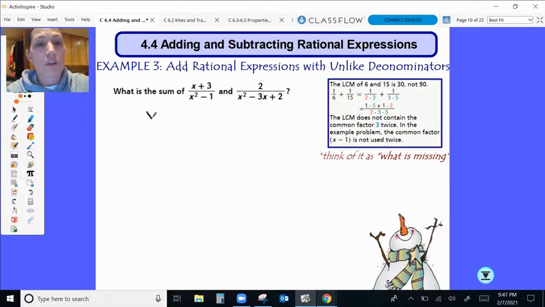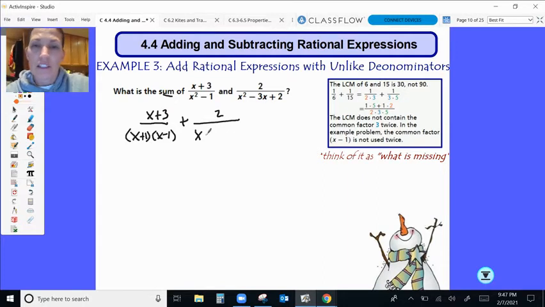So we have this x plus 3 over, I'm going to factor this guy to x plus 1 times x minus 1, okay? And we're going to find the sum, so we're going to add, and then 2 over, I'm going to factor this guy. It's going to be x minus 2 and x minus 1, okay? So those are a couple of factors.